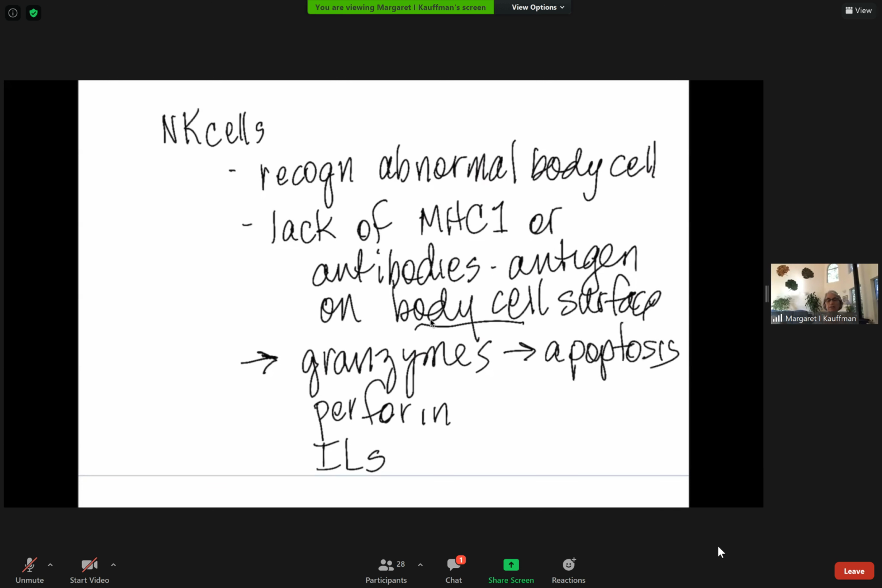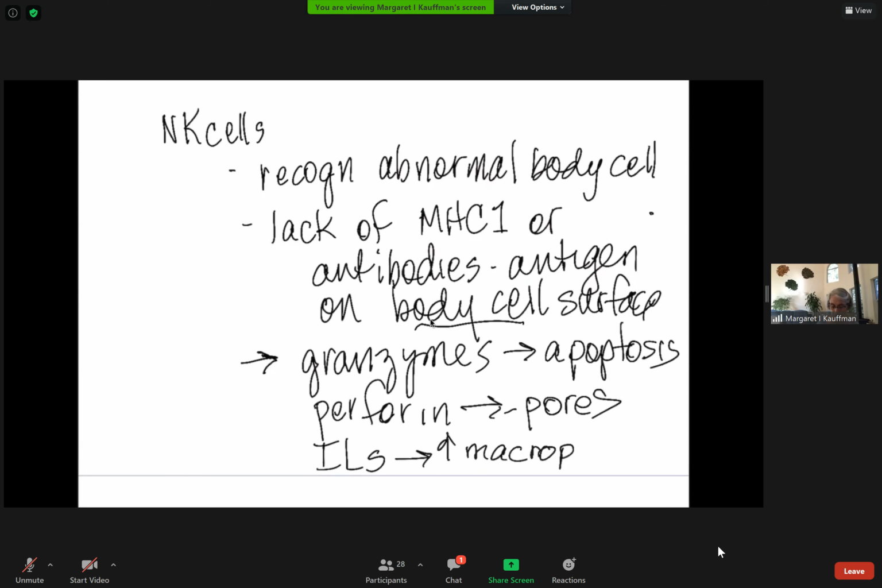Perforin allows the granzymes to enter into the cell by making pores. So this yields pores. And the interleukins are going to increase other members of the innate, like macrophage activity.